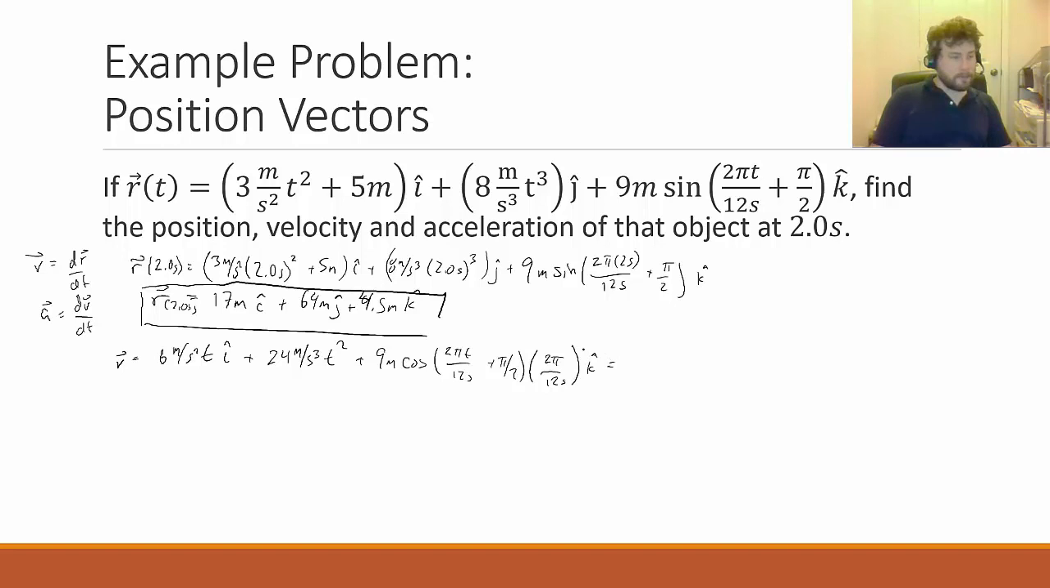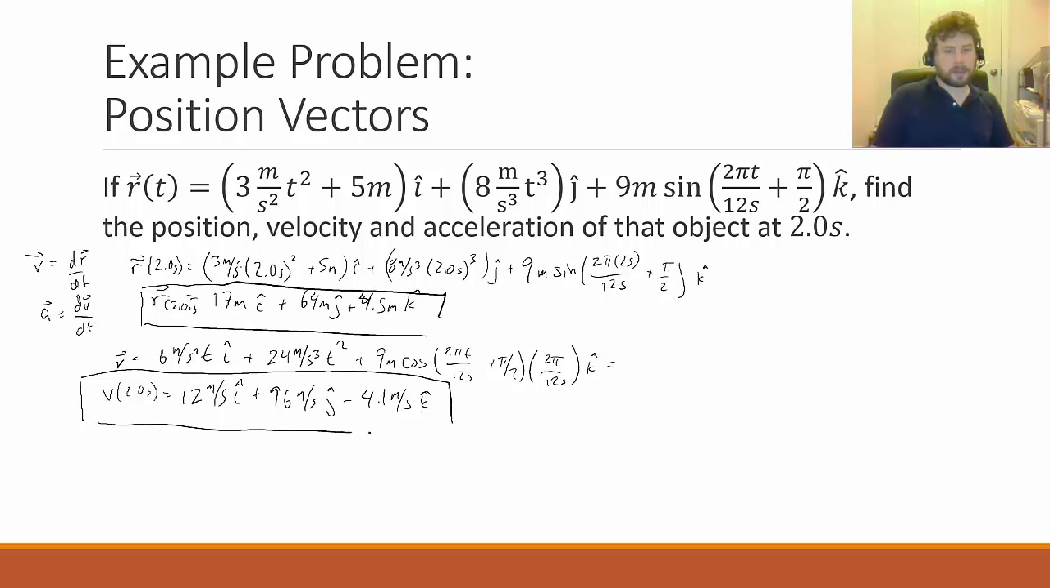When I plug in 2 seconds, I get v of 2.0 seconds, and I'm not going to explicitly show plugging in 2 seconds in each of these t's, but I'll just plug in what you get from the calculator. That is 12 meters per second I hat plus 96 meters per second j hat minus 4.1 meters per second k hat.